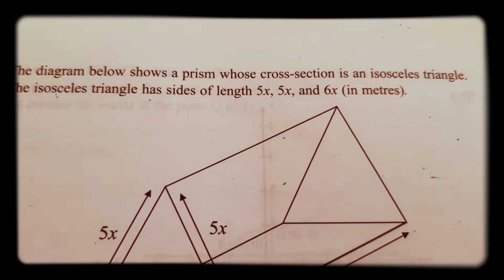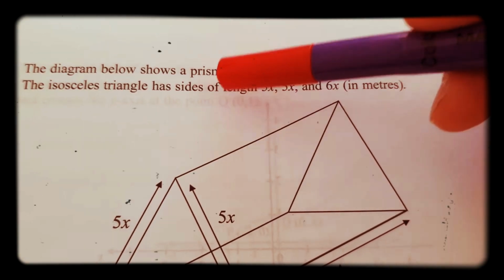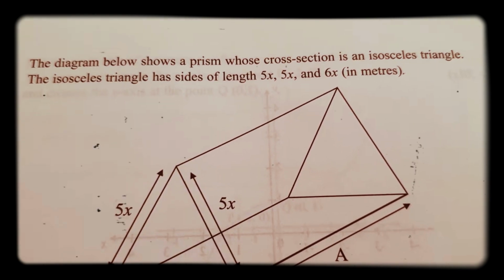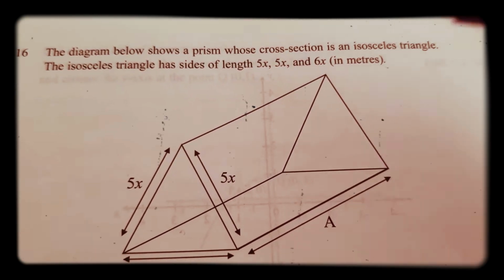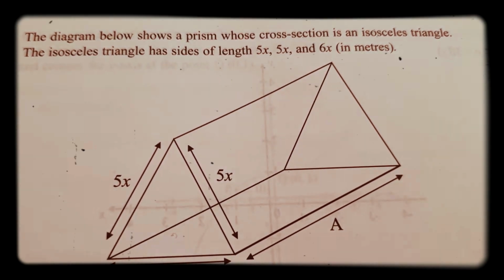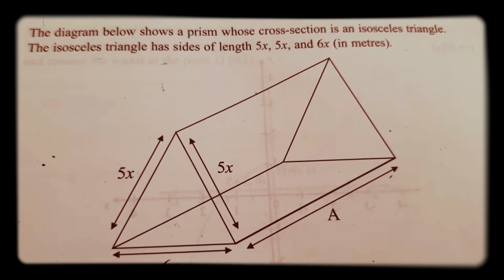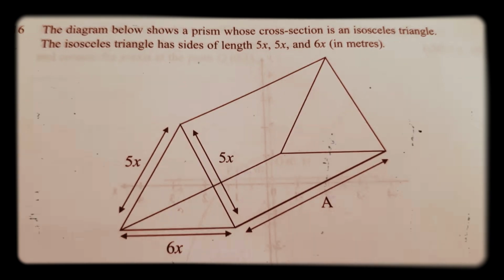In this video, we're going to be looking at this practice exam question here. The diagram below shows a prism whose cross-section is an isosceles triangle. Okay, so that's an isosceles triangle. The isosceles triangle has sides of length 5x, 5x, and 6x in meters.